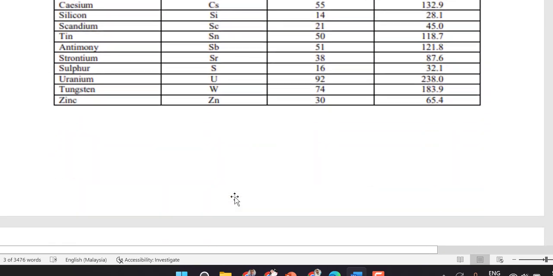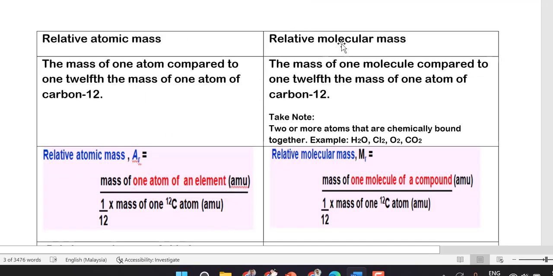Okay, so next is relative atomic mass ataupun relative molecular mass. Okay, so kita sekarang nak tunjuklah kenapa relative ni tak ada unit. So relative atomic mass is the mass of one atom compared to 1/12 the mass of one atom of carbon 12. So kita bandingkan mass untuk suatu atom dengan 1/12 mass of satu atom of carbon 12.